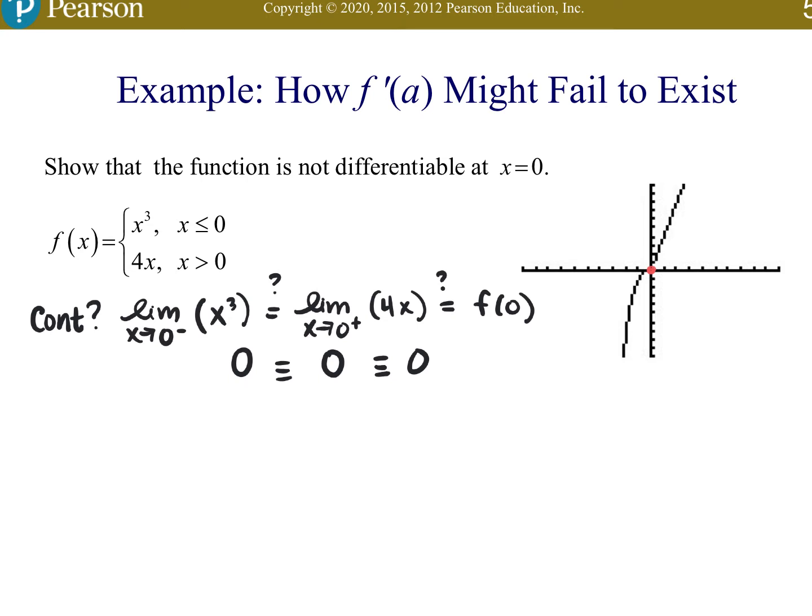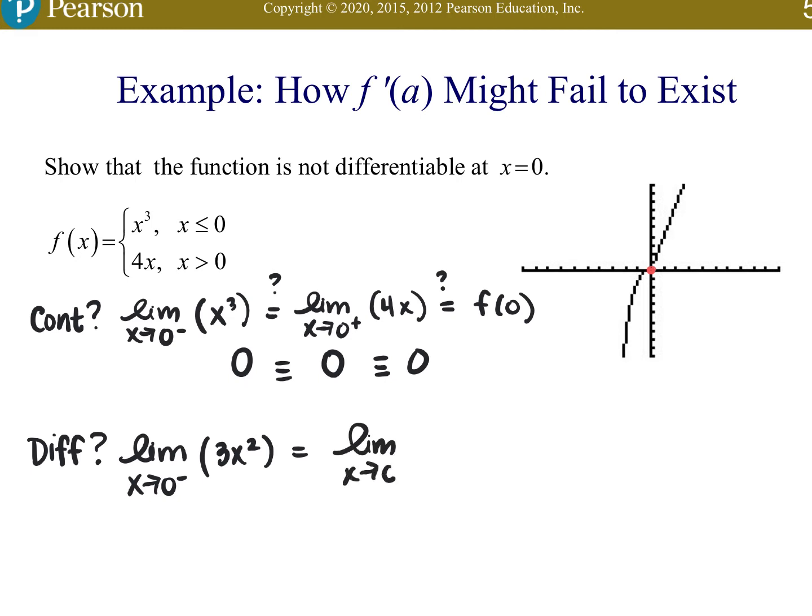All right, so now I move on to the question of, am I differentiable or not? To figure out if I'm differentiable, I'll be checking the limit as x approaches 0 from the left, but I'm not using x cubed anymore. I'm using the derivative of x cubed, which is 3x squared. And then I'm going to check the derivative on the right. And I'm not using the linear 4x anymore. I'm using what derivative value? 4. And I put a question mark there to investigate that.